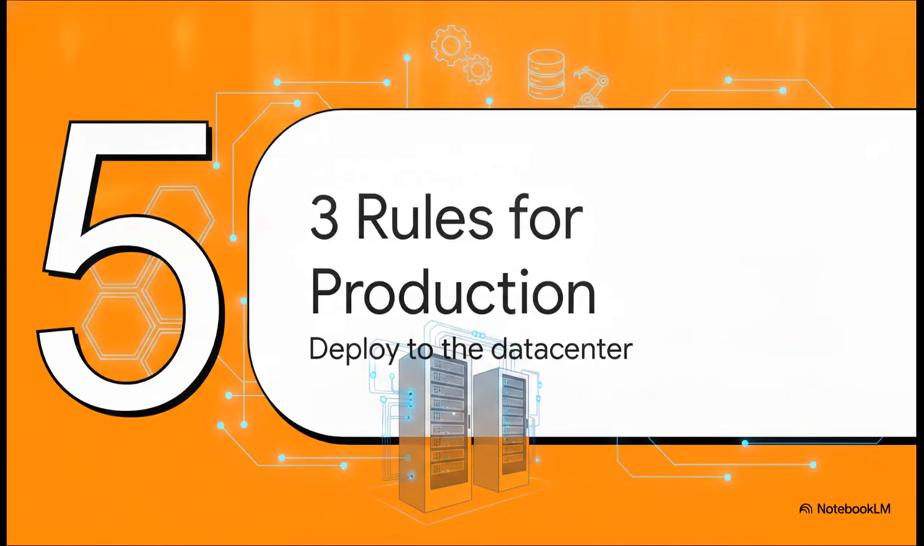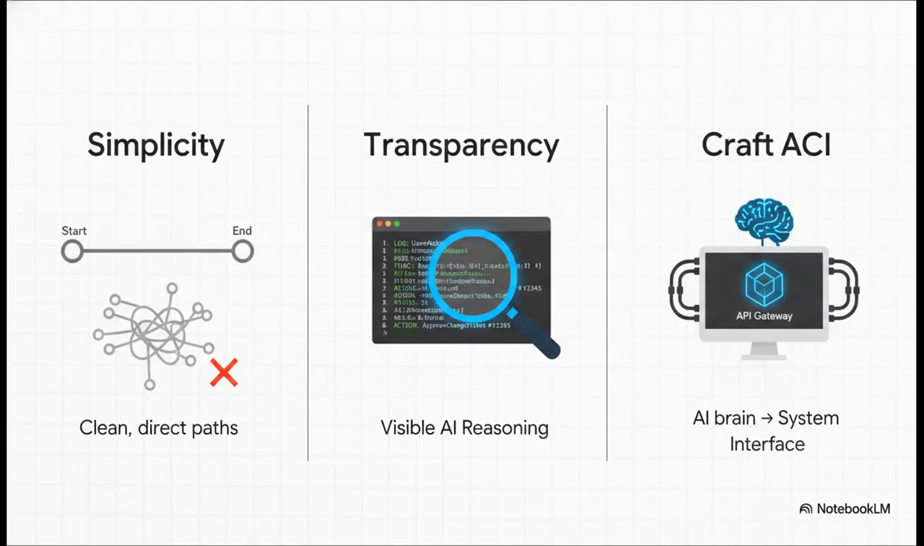Which brings us to part 5: three rules for production, deploying this to your data center. Let's see how this builds out into a deployment strategy. You've built your agentic system, you're ready to deploy. What did Anthropic learn from deploying these systems with dozens of enterprise customers? Well, they boiled their learnings down to three non-negotiable rules.